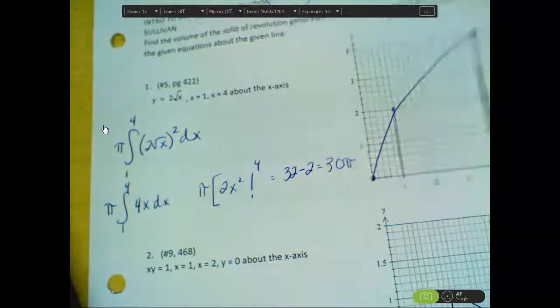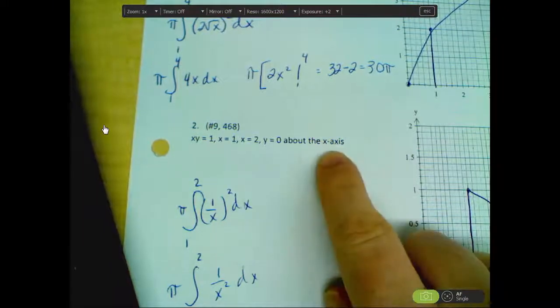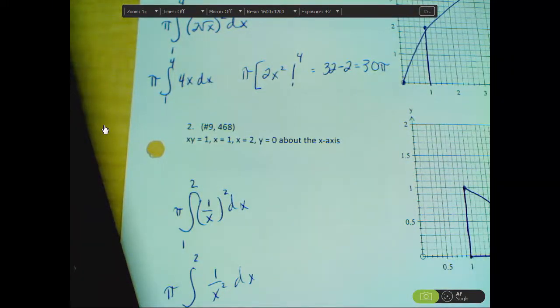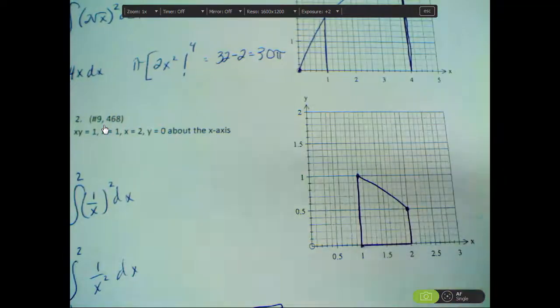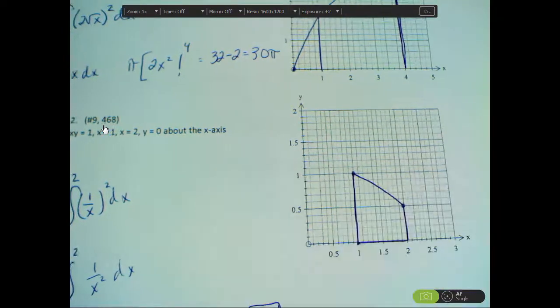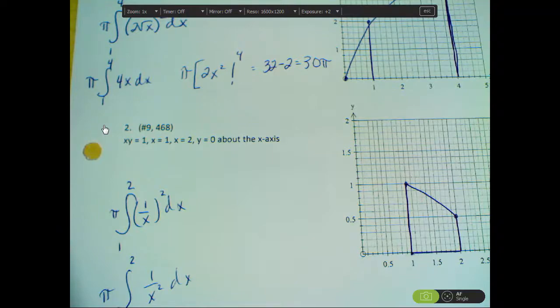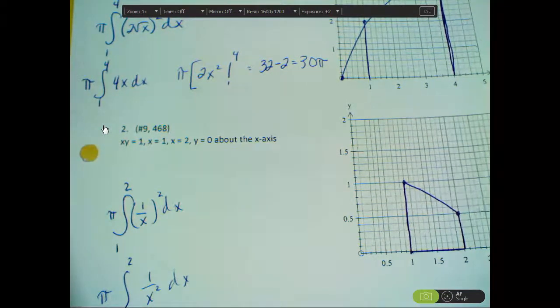Okay, number 2. Again, we're going about the horizontal line, the x-axis, so we're leaving everything in terms of y. So we solved it so it said y equals 1 over x, because the x-axis tells us we have to solve in terms of y. Any horizontal line, you want everything in terms of y. So again, it looks like this, and it's getting revolved around the x-axis. You already saw that picture. So the radius of each circle is from 0 to the function. So it's just the value of the function. So we have pi times 1 over x squared dx, and you can integrate that. Both of these should be done without a calculator.